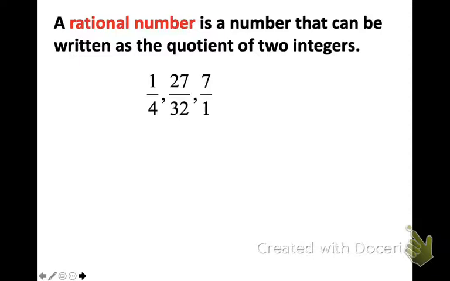An example of a value that is not a rational number would be pi, because pi is approximately equal to 3.14159, and it keeps going. So we can't write it as a fraction, because it just keeps going on forever.